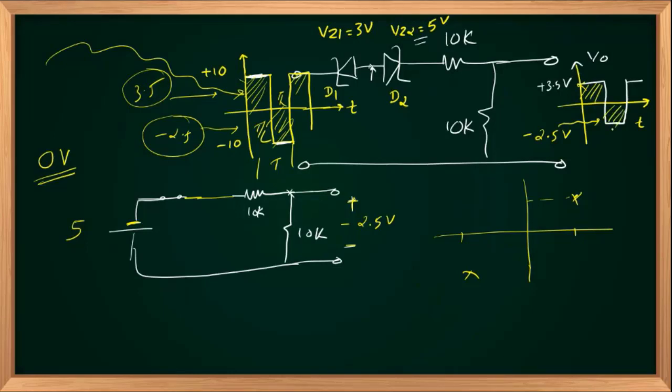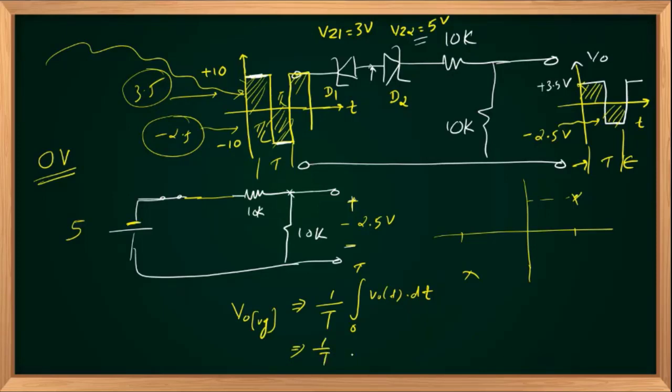The average value is not equal to 0. So the average value of the output signal is nothing but 1 over total period, this is my total period, integral over the period V out dt. Right? So here 1 over period you can split into 2. Up to T by 2, half of the time period, output is 3.5. So I'm integrating from 0 to T by 2, that is 3.5 dt constant. And 1 over T is common, plus another interval T by 2 to T, you will have minus of 2.5 dt.